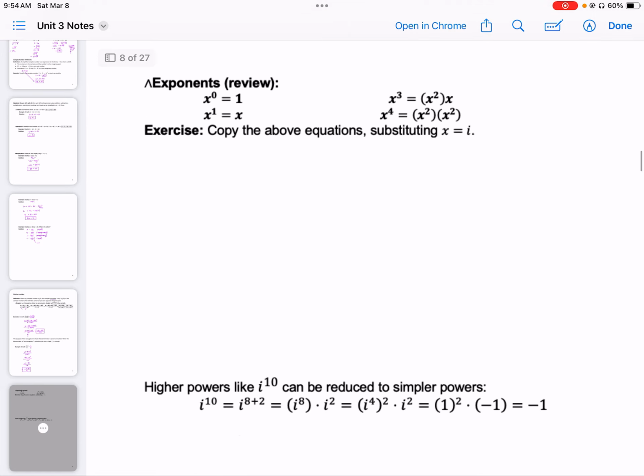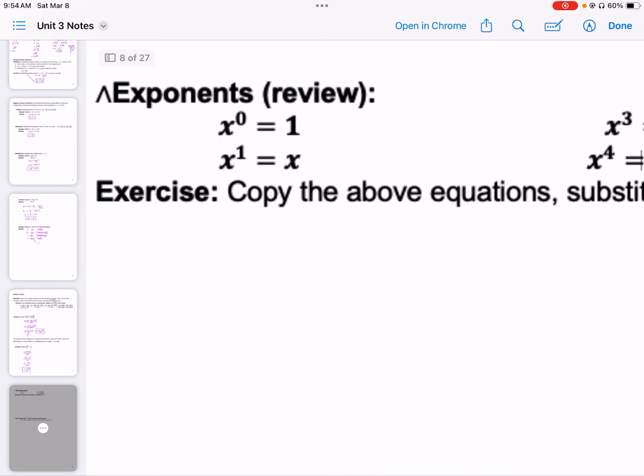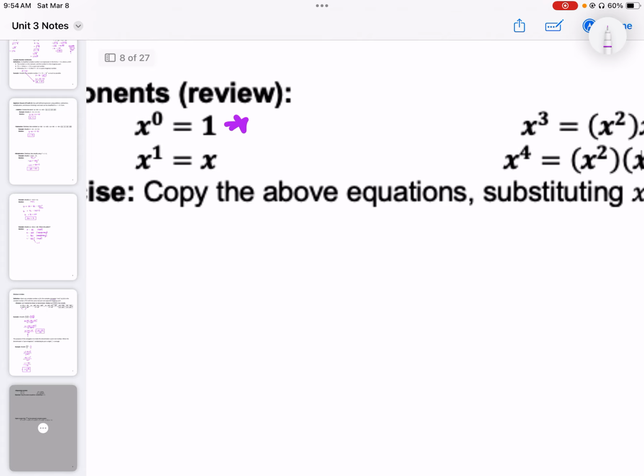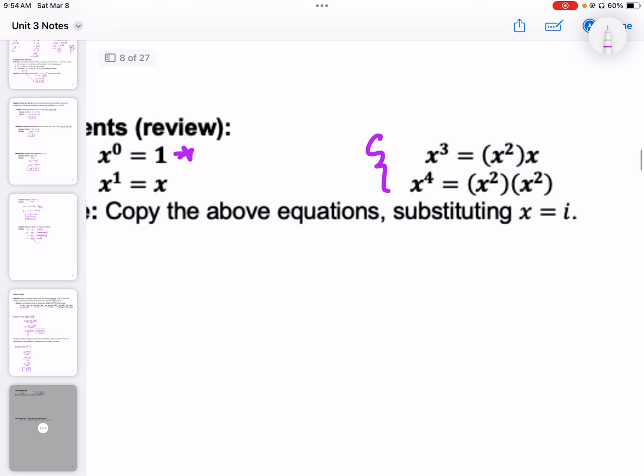Now, a quick review on exponents. Remember that anything to the power of 0 is always going to equal 1. The power of 1 will equal itself. And then we can rewrite powers of 3 and 4 as smaller powers as well.